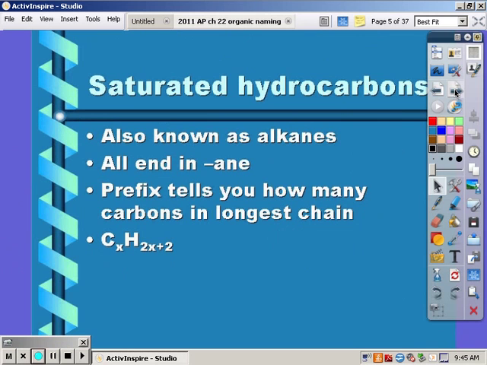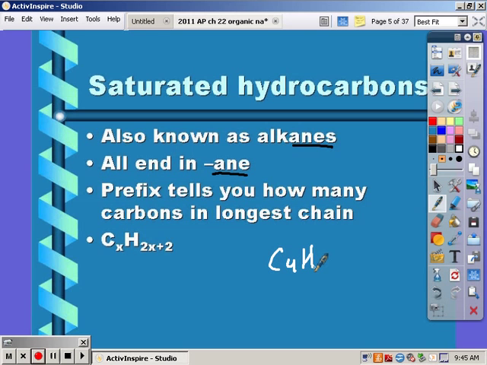A saturated hydrocarbon is also known as an alkane. They're going to end in ane. The prefix tells you how many carbons are in the longest chain. To figure out how many hydrogens you have, you can use the formula CxH2x+2.